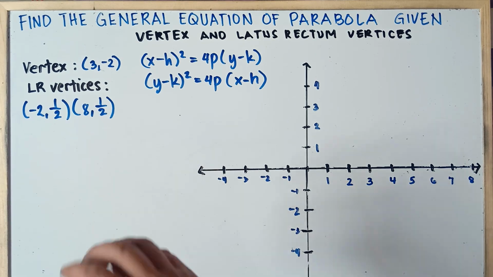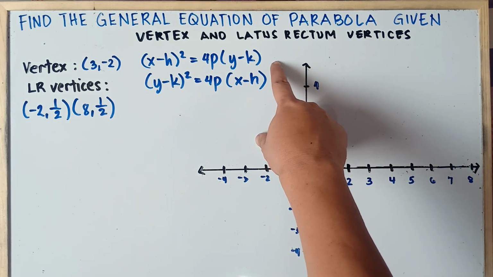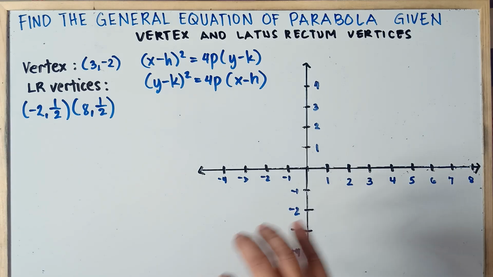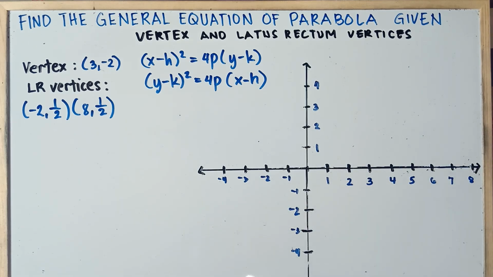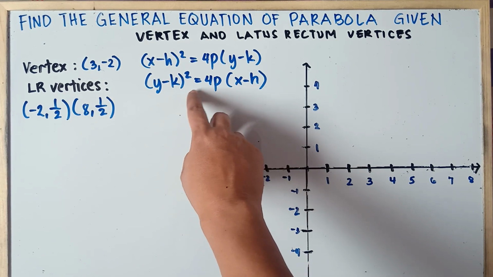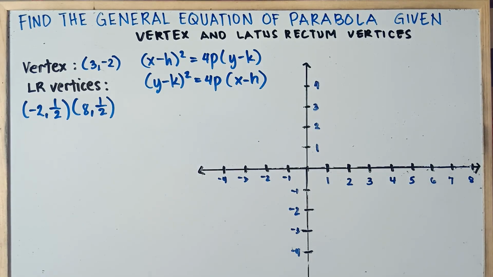and (8, 1/2). Now, if your parabola opens upward or downward, you will be using the first equation, (x - h)² = 4p(y - k). Now, if your parabola opens to the right or to the left, you will be using the second equation, (y - k)² = 4p(x - h). Alright, so let's start with this given example.